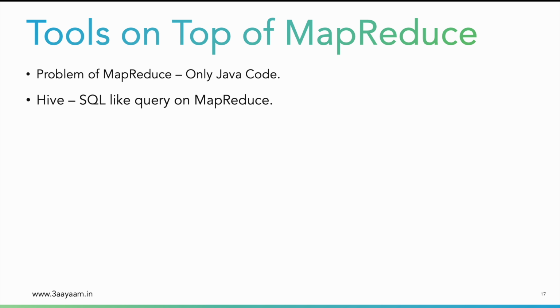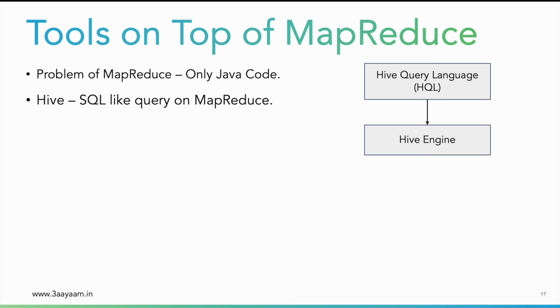And then came Hive, which is a SQL-like query on top of MapReduce, and it exponentially increased the adoption of the MapReduce framework or the big data framework or Hadoop processing. In Hive there is something called Hive Query Language or HQL, which is almost similar to SQL, and SQL is something known by all the DBAs, data engineers and data scientists. So you write HQL, which is an SQL-like query, and it is sent to the Hive engine.